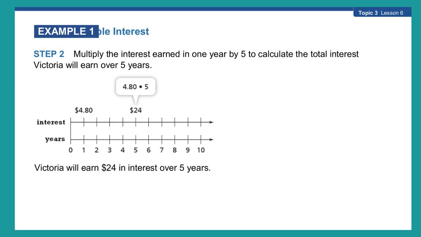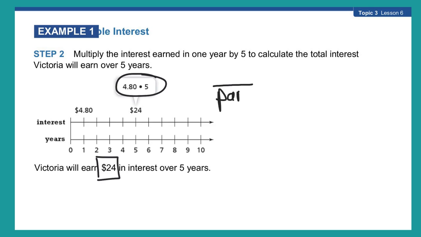All right, on the last slide, we figured out that you were going to earn $4.80, or Victoria is going to earn $4.80 every year for 5 years. And so they multiplied that, and overall she's going to earn $24 in interest. Now I told you I thought we could probably tweak this a little bit, our fill in the blank.